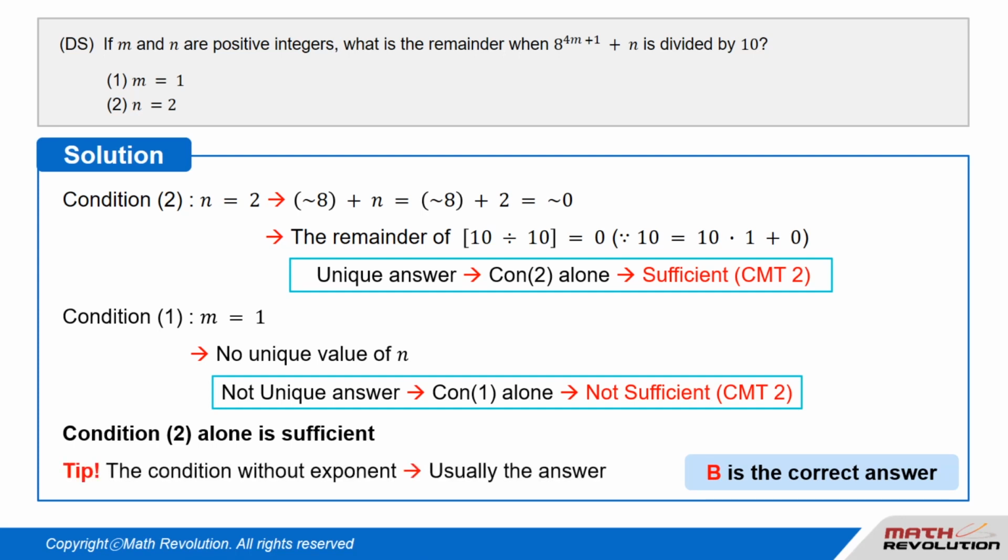This is also the same type of question. Since the cycle is repeated after the fourth power, and the condition without an exponent is the correct answer, B is the answer you are looking for. Answer B.